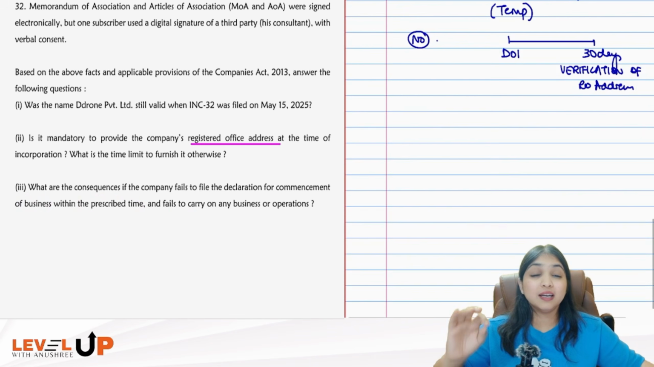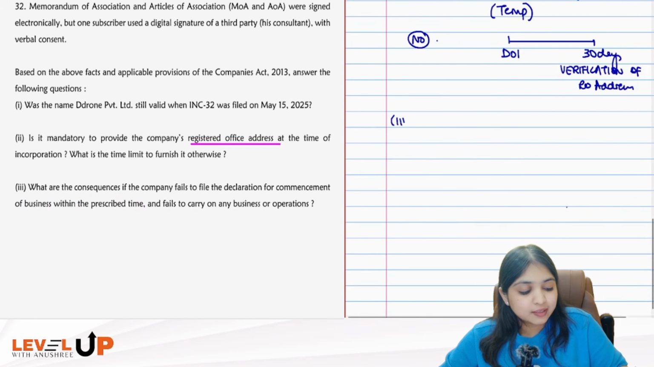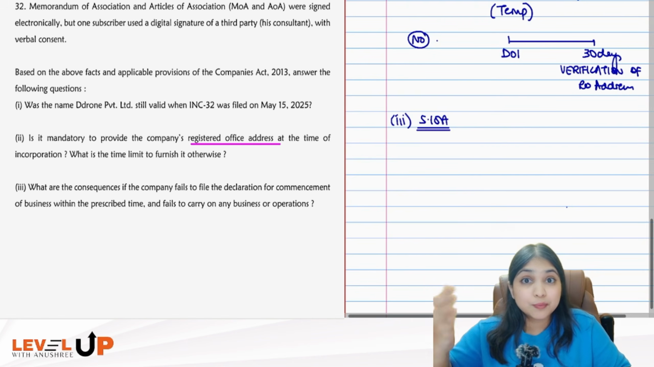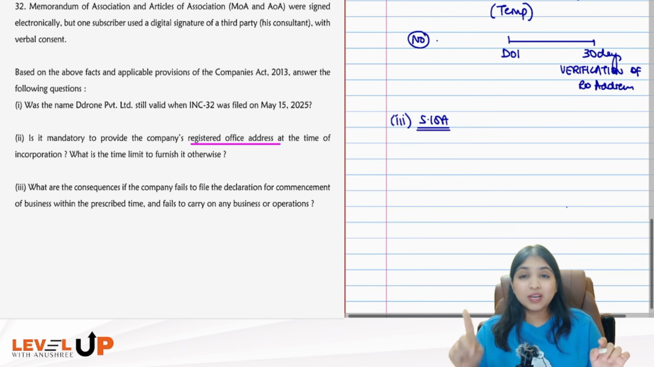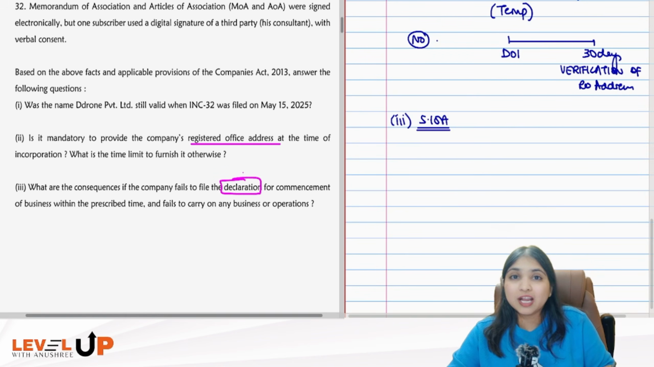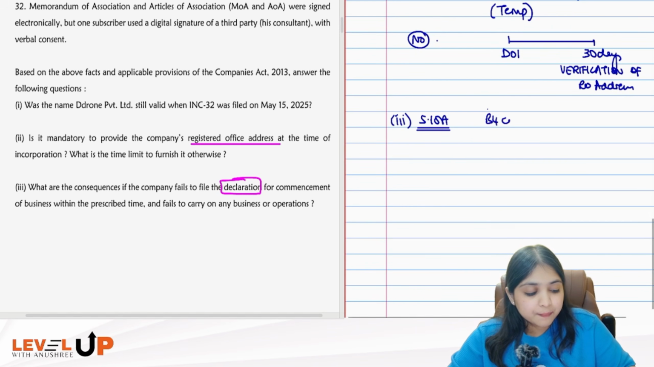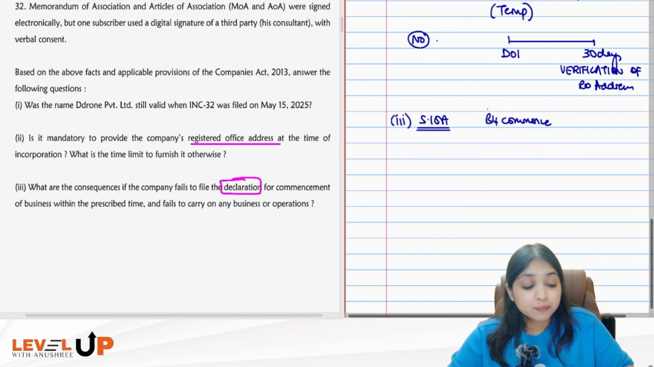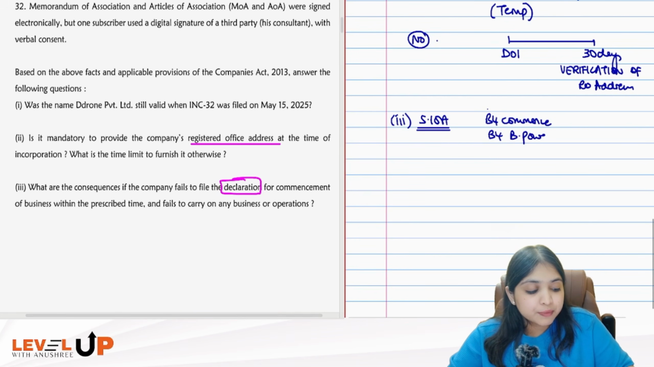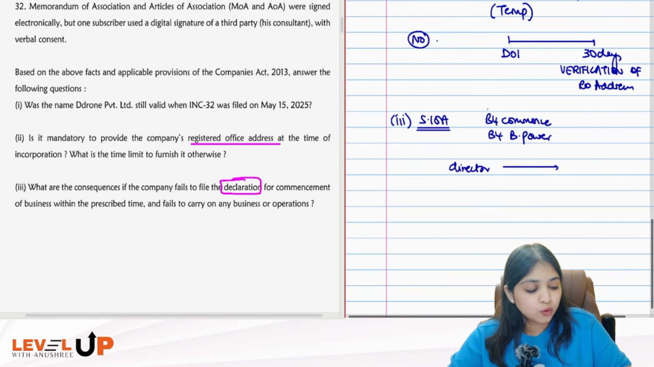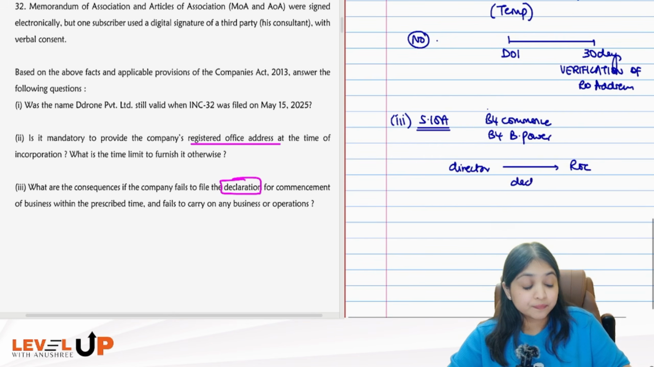This is nothing but a direct question on section 10A, guys. Now, what does section 10A say? Section 10A actually talks about 3 things, but here they're talking only about one thing. They're only talking about the declaration. I'll help you understand. Section 10A says that before the company can commence business, before the company can exercise borrowing powers, before that itself, the director of the company has to file with the ROC a declaration. What declaration?